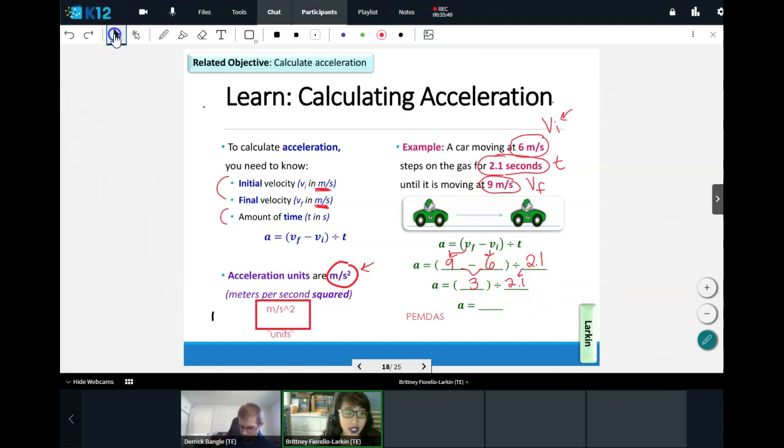Grab your calculators and tell me, what are you getting? I only need one decimal place. What is 3 divided by 2.1? Tell me in the chat. Start using those units. Meters per second, caret 2. Meters per second with a little 2. Use your units because, again, you will be expected to use your units in your notes.